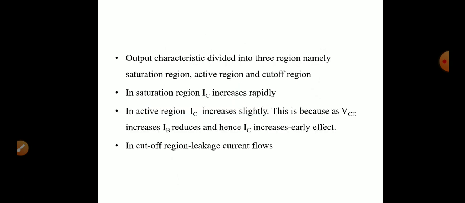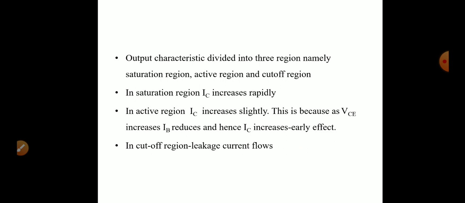Okay, output characteristics are divided into three regions, namely saturation region, active region and cutoff region. In saturation region, collector current increases rapidly. In active region, output current increases slightly. This is because as VCE increases, IB reduces. Why does the input current, that is base current, reduce?